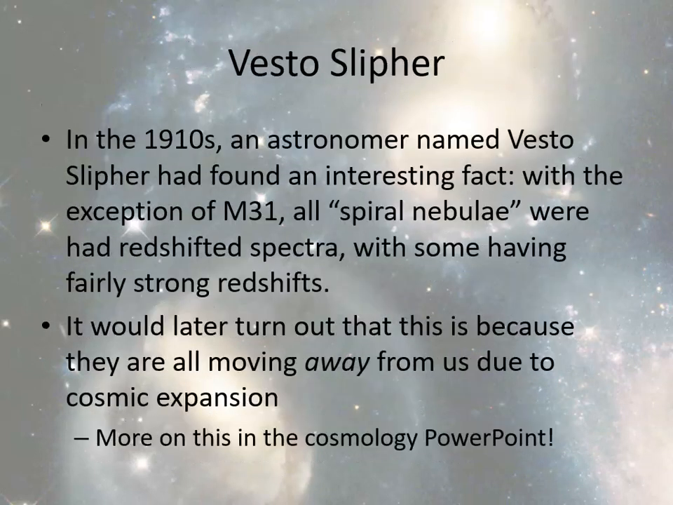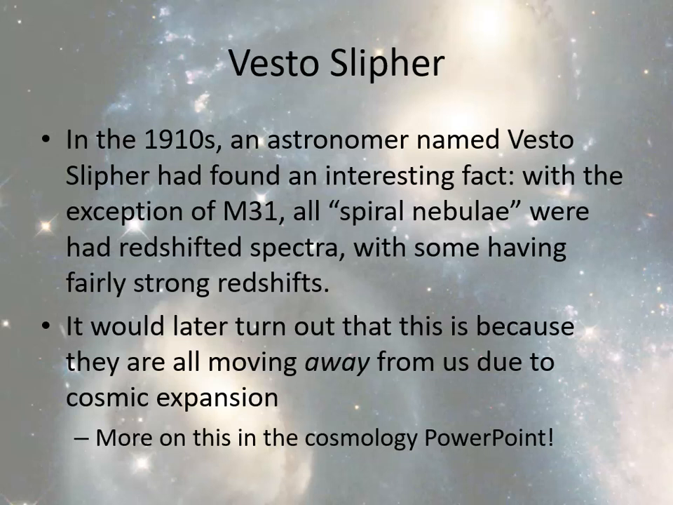So after calculating this distance, we realized, hey, these things are far away. Now, meanwhile, in the 19-teens, an astronomer named Vesto Slipher had found a very interesting result. When he studied all of these various spiral nebulae, he found they were all moving away from us. That's kind of weird. Maybe there's something special about these spiral nebulae.